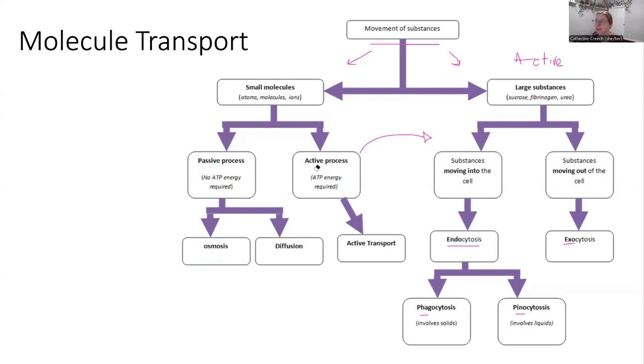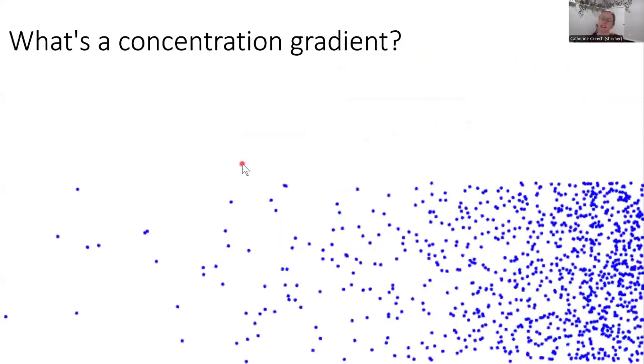Now, osmosis and diffusion both follow a guideline where they're going to move from a high concentration to a low concentration. You might be asking yourself, what's a concentration? Allow me to give you a visual. This is a concentration. We have a lot of blue dots on one side and very few dots on the other side. Concentration in this case refers to the density of something, and a gradient means going from high to low. So this is a concentration gradient.